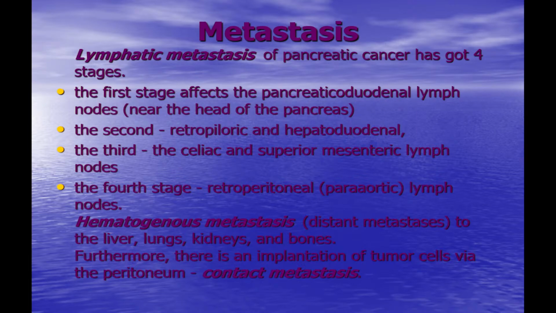Hematogenous metastasis, distant metastasis, to the liver, lungs, kidneys, and bones. Furthermore, there is implantation of tumor cells via the peritoneum, contact metastasis.